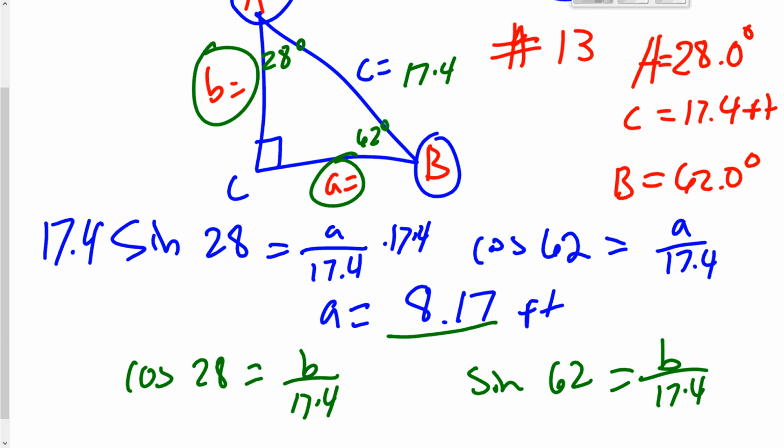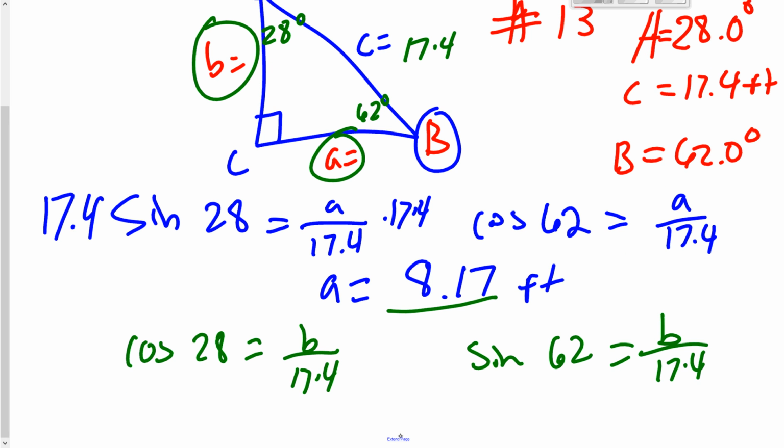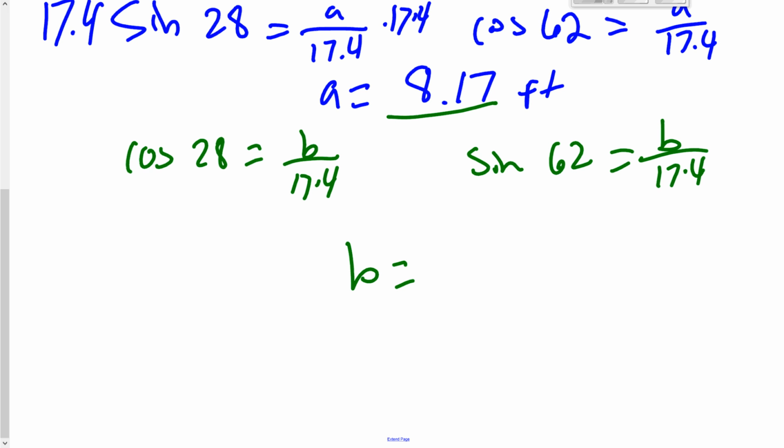Right, so anyways, you multiply both of these by 17.4 and you get the same answer for B. And we'll go ahead and round that one as well, and that's 15.4 feet. So now we have all three angles and we have all three sides. We're done.